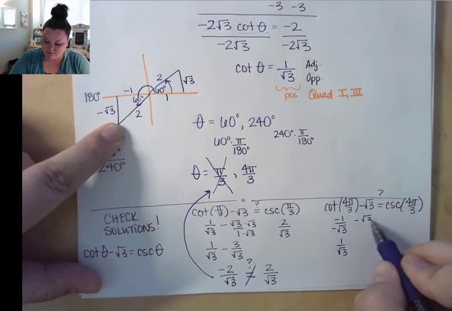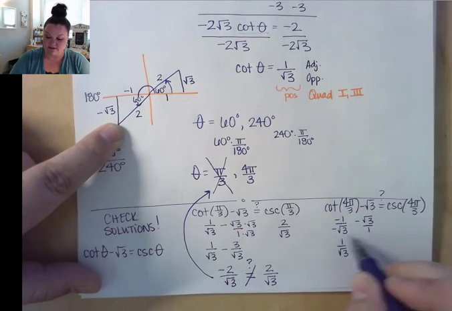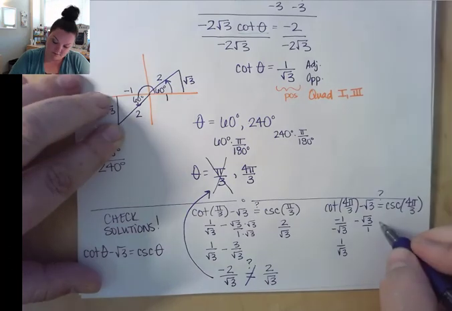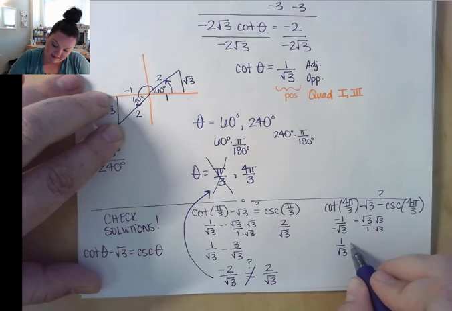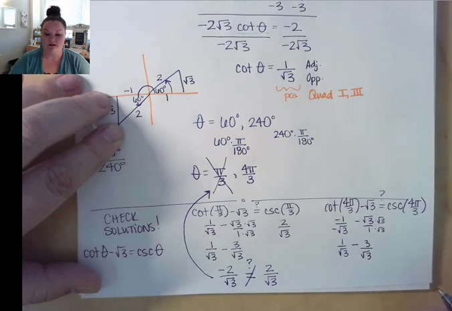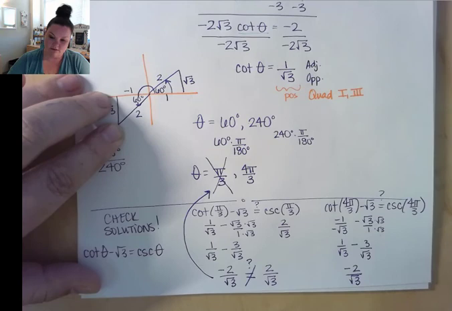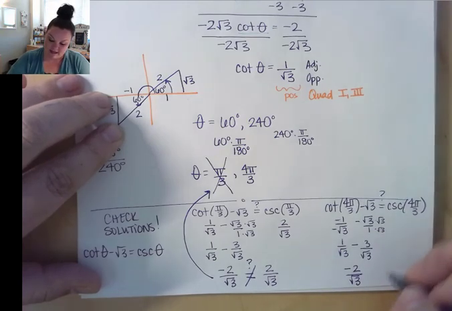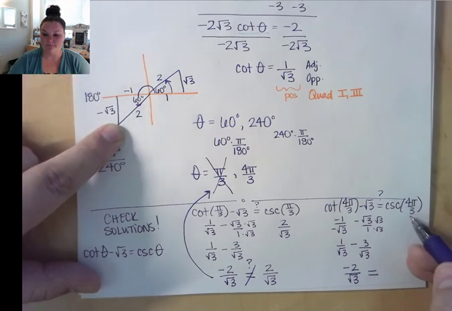Minus the square root of 3, which again, I need to rationalize this denominator so that these have the same denominators. So square root of 3 times square root of 3 is going to give me a negative 3 over square root of 3, okay, right? Which gives me negative 2 over square root of 3. And I want to know, is that equal to cosecant 4 pi over 3, okay?